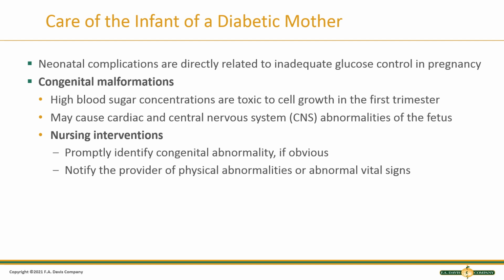So if we see a congenital abnormality, if it's obvious, we want to make sure that we are taking care of it appropriately. If there's any physical abnormalities or abnormal vital signs, we need to let the physician know. Cardiac, the ductus may not close. It could be a heart defect, so we need to make sure we're listening to the heart correctly.